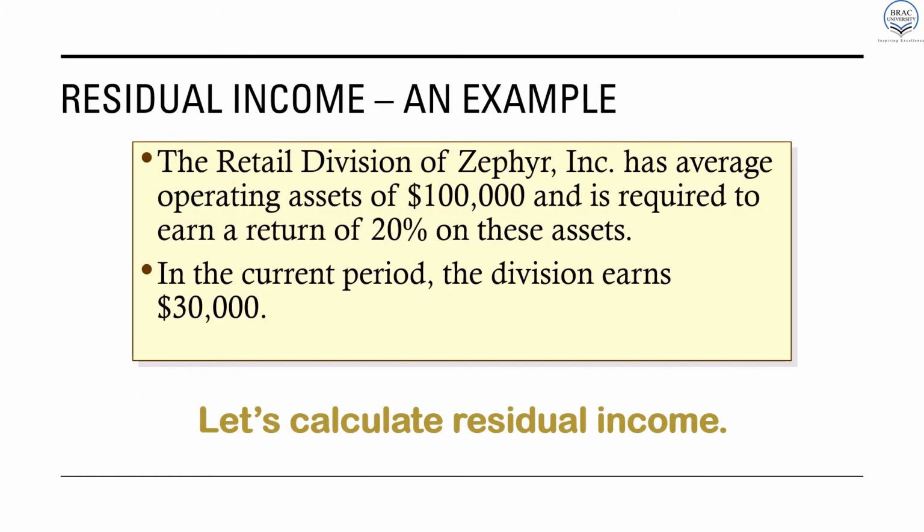So here I have some information. The retail division of this corporation has average operating assets of $100,000, and they are required to earn a return of 20% on these assets. So that is the minimum expected rate of return, 20%. In the current period, the division earns $30,000. Let's calculate my RI.